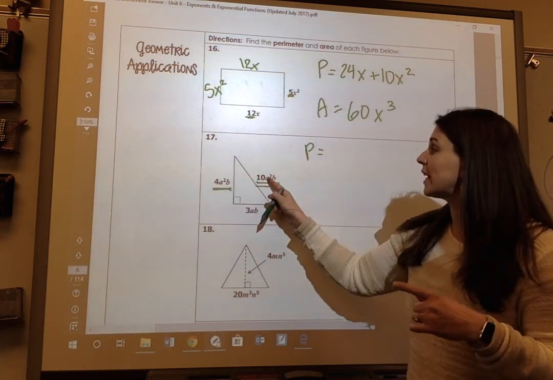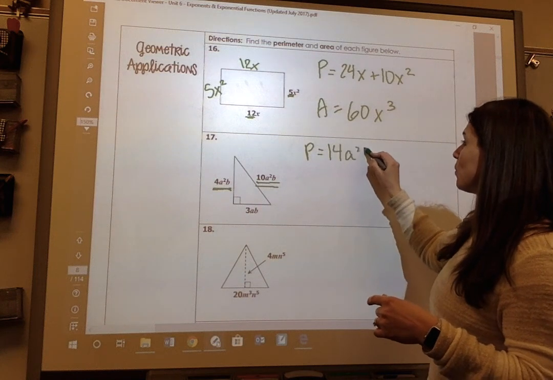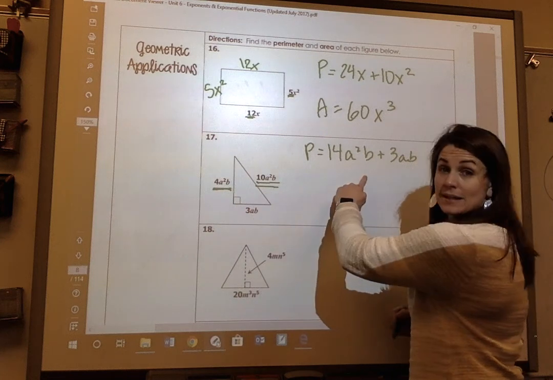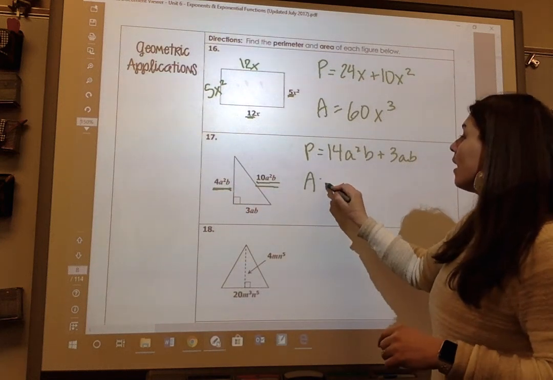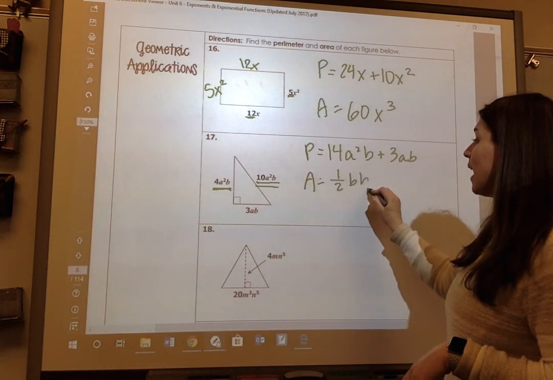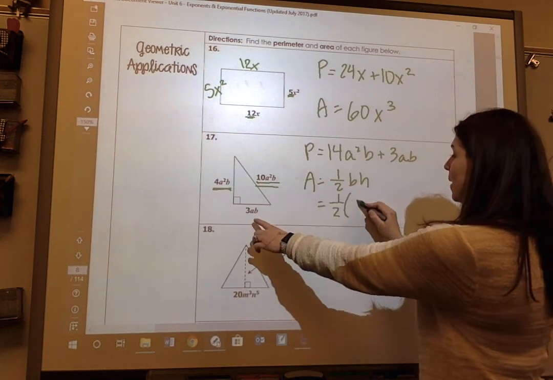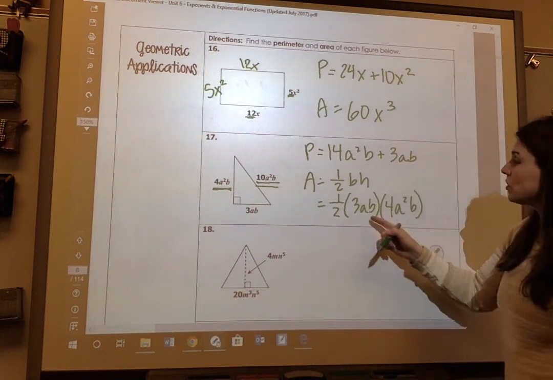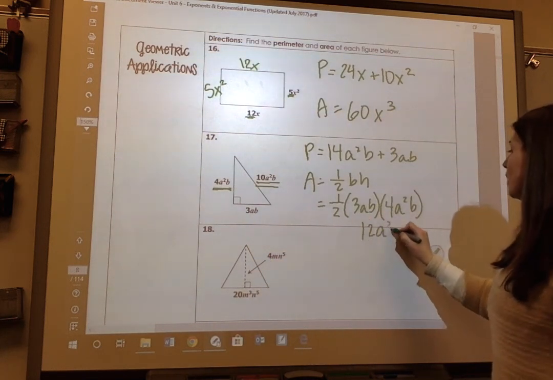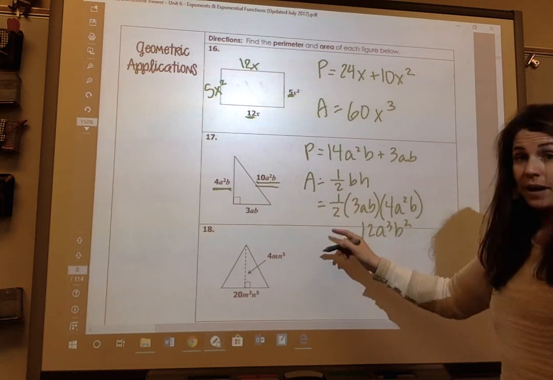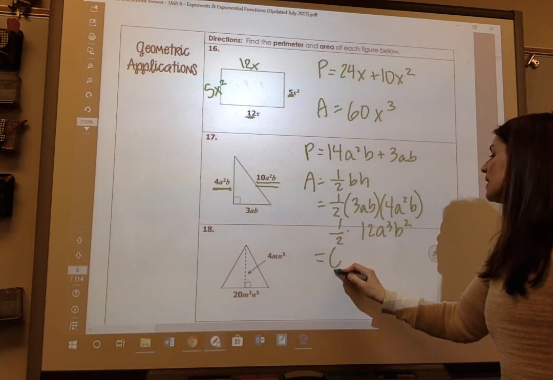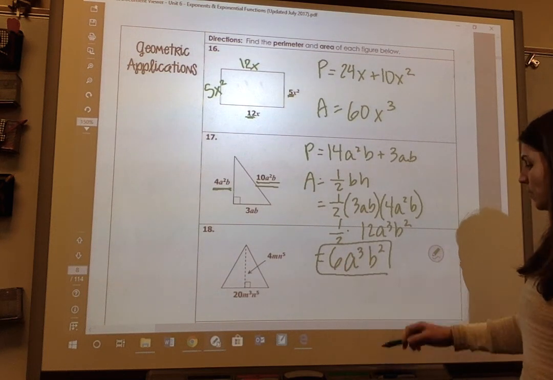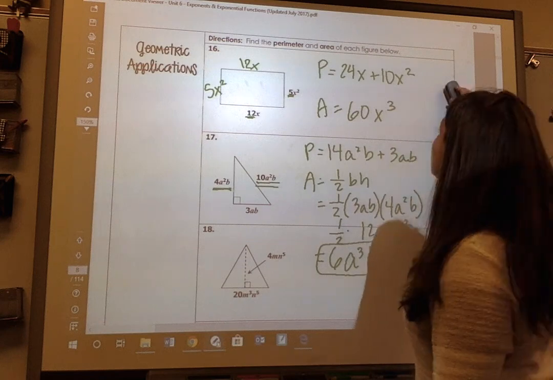guy is alike. So together, that's 14a squared b plus 3ab. When I add them all up, that's the simplified answer. The area of a triangle is 1/2 base times height. So I'm going to do 1/2, my base is 3ab, times my height, which is 4a squared b. So I get 12a to the third b squared times 1/2, and that gives me 6. Half of 12 is 6, a cubed b squared. So that's my area for the triangle.